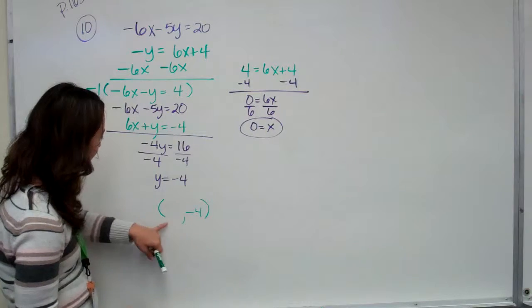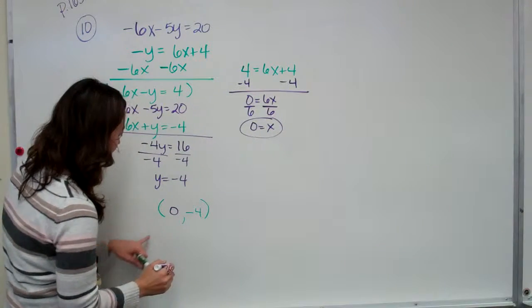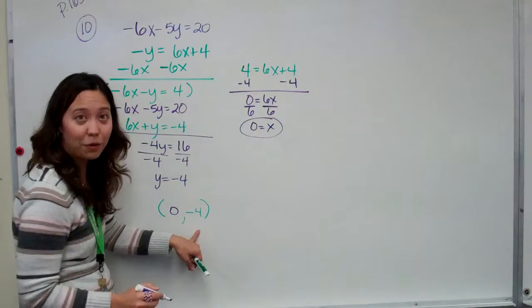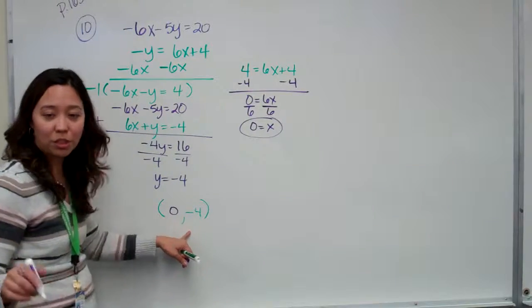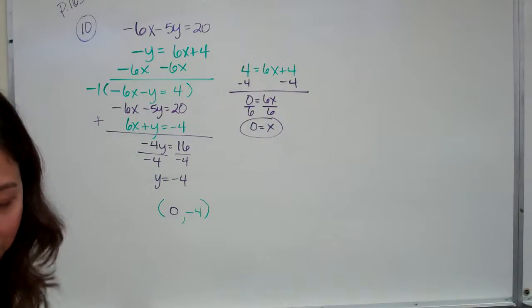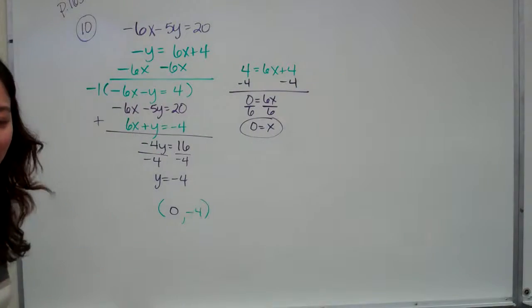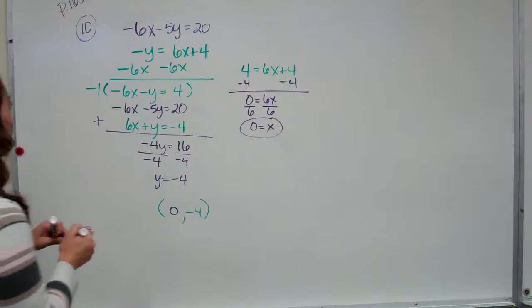So that will complete my coordinate, my ordered pair, as 0, negative 4. Find that on your worksheet, and you'll cross out the letter that goes on there, and you'll get one step closer to your answer.